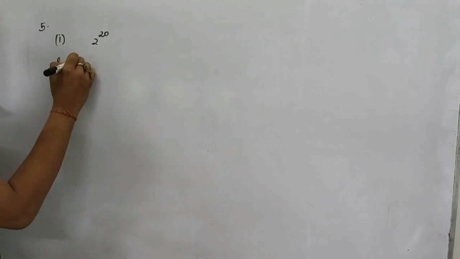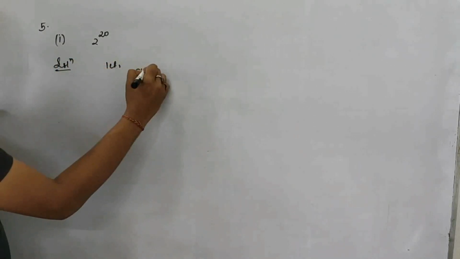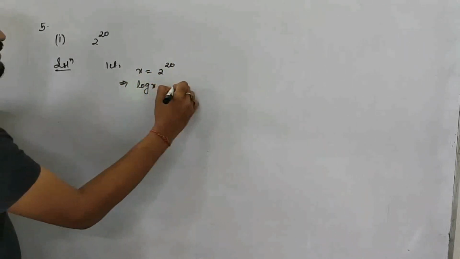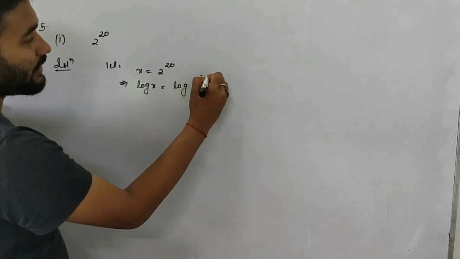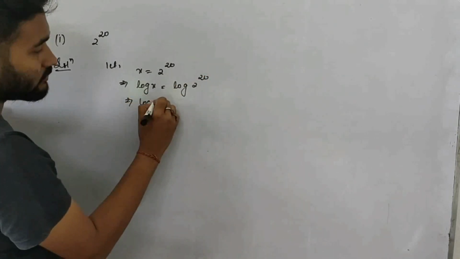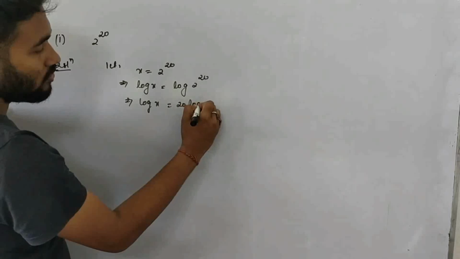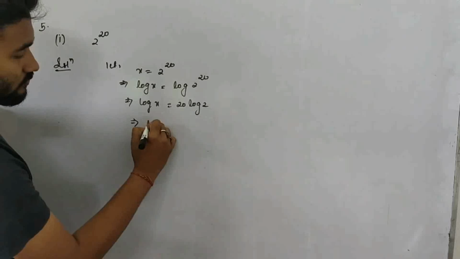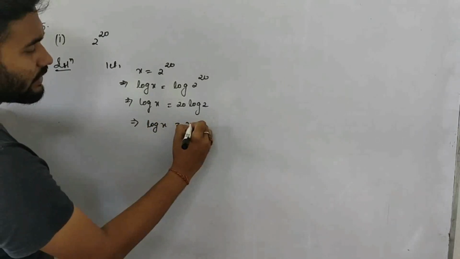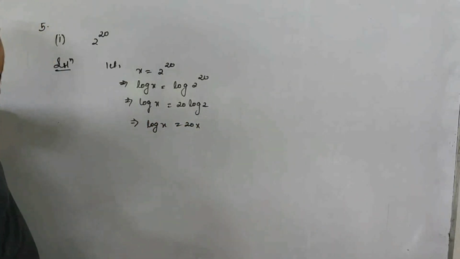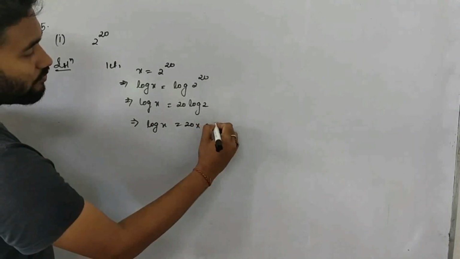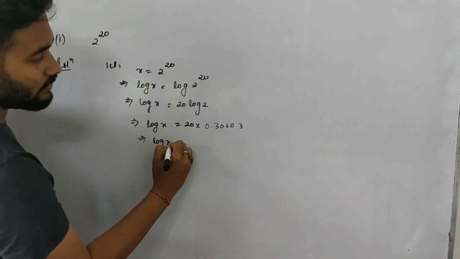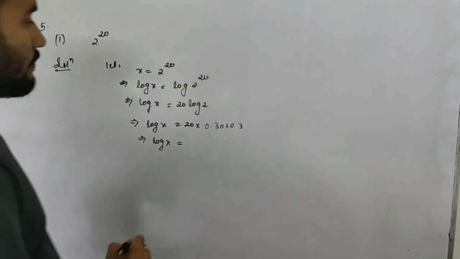So solution, very simple. Let x equal 2 to the power 20, which implies log of x will be equal to what? Take log both sides: 20 log 2. So log of x will be equal to 20 into the value of log 2. It will be given in the question, but you memorize this value, 0.30103.